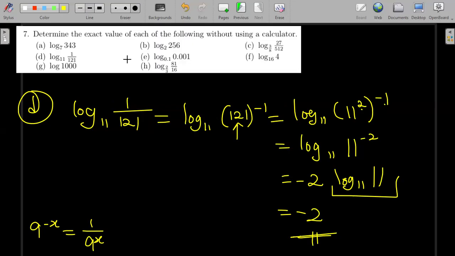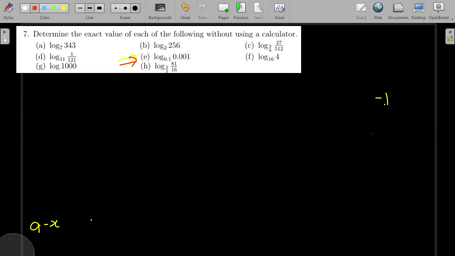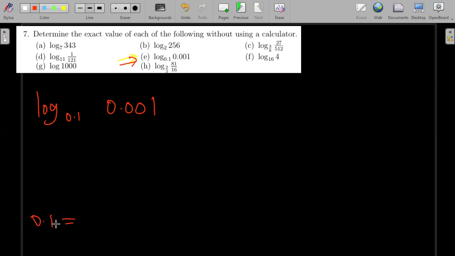Okay, what about this E here? It looks interesting because there are points there. Let's try to solve E. We see what we're going to get. So E, we have log of 0.1 and then 0.001. Okay, so here we can try first of all to turn these things into fractions. Okay, so what is 0.1? 0.1, since there's only one decimal place, it's just 1 over 10.